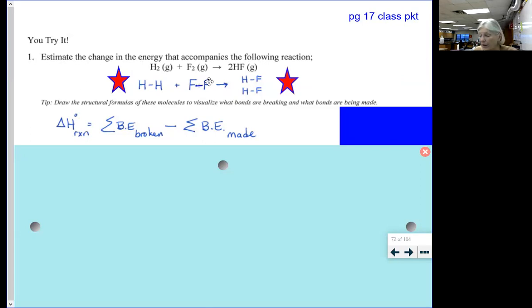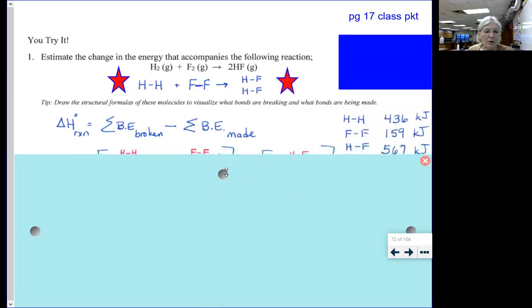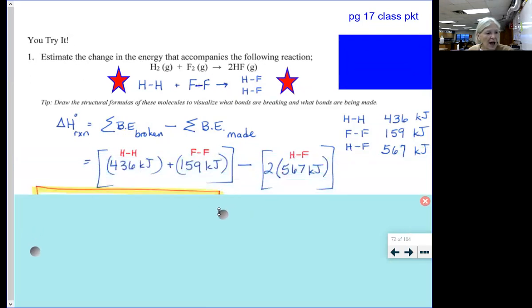You have to write the balanced chemical equation. You have to see those bonds. Remember that bonds broken minus bonds made is the equation. Sometimes people like to write down these bond enthalpies so that you don't have to go back to the table anymore. Write them down, and then look at the structural formulas.